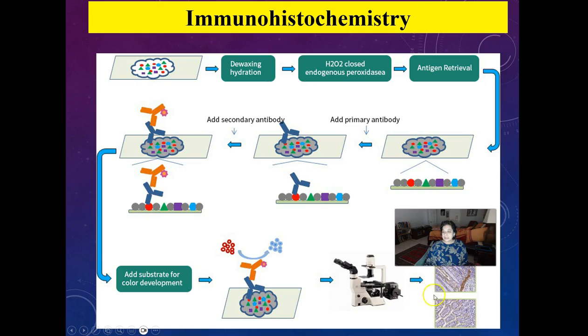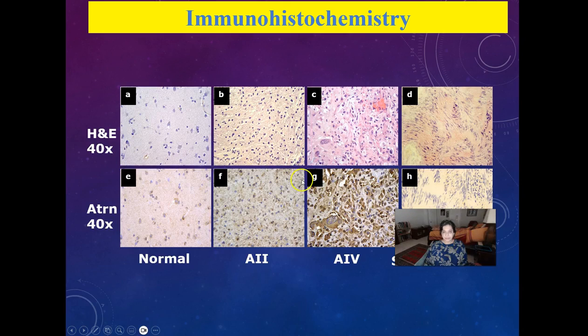And then you can see, when you add the substrate for color development, color in the areas where that particular protein is expressed. You can look at it through microscopy, you can take images, you can then use computer systems to do image analysis. Any one of those things can work.